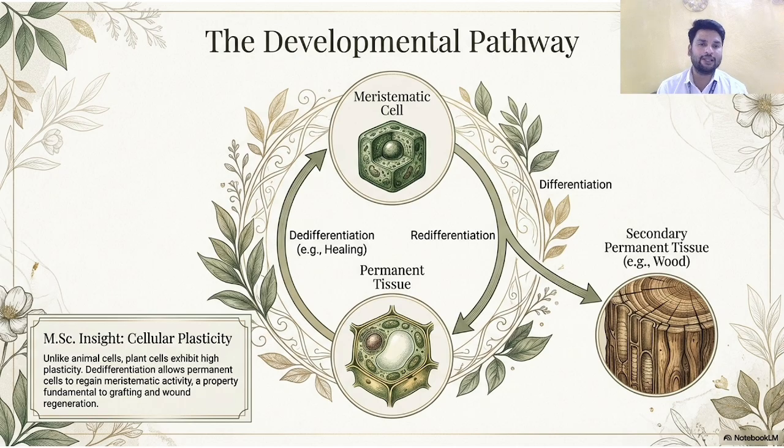Okay, so basically tissues evolve from different cells through what we know as a developmental pathway. From the meristematic cells they get differentiated to form the permanent tissue. Again from the permanent tissue they can convert into meristematic tissue through the de-differentiation process. Okay, so during meristematic tissue differentiation they can also form secondary permanent tissue. Unlike animal cells, plant cells exhibit high plasticity. De-differentiation allows permanent tissue cells to regain meristematic activity, a property fundamental to grafting and wound regeneration.